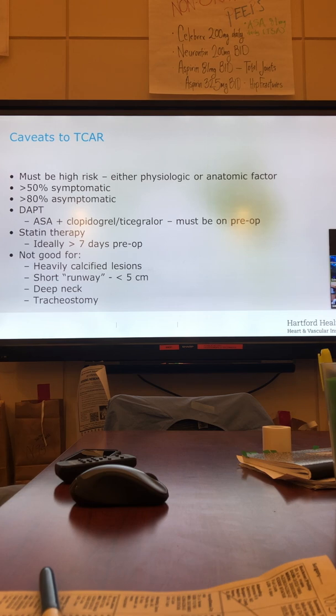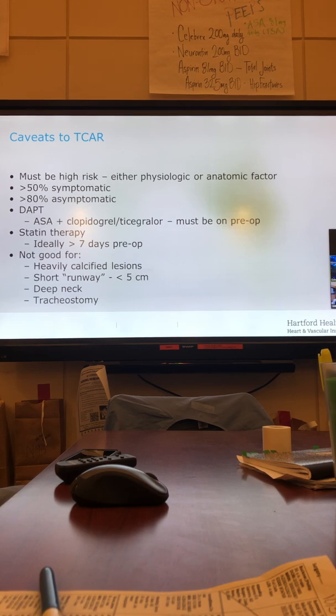Same thing, they need to be on statin medication, all right? And ideally, they should be on a statin for more than 7 days pre-op. I would also prefer that they be on at least one of the 2 doses of high-intensity statin. The lowest dose for high intensity is either Crestor 20 milligrams or Lipitor, atorvastatin, 40 milligrams. If they're on one of those, then I'm fine.